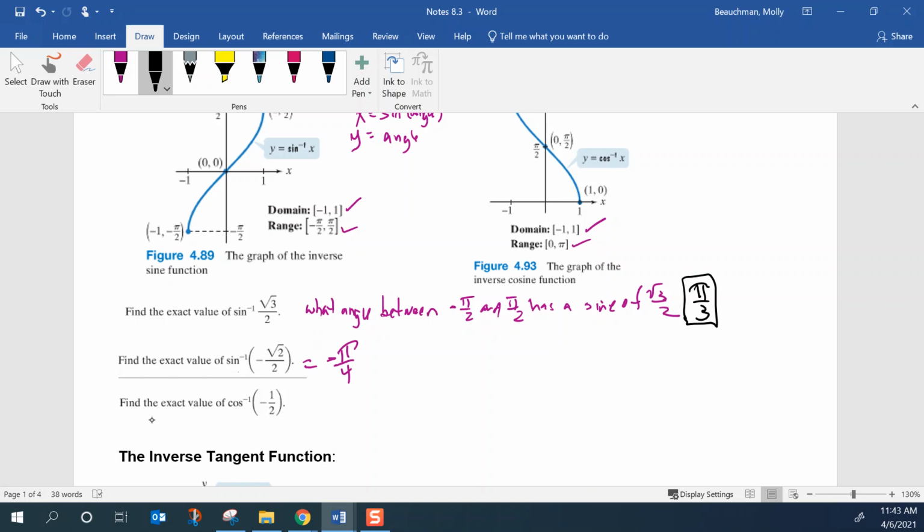All right, last example, find the exact value of the inverse cosine of negative 1/2. That means our angle has to be between 0 and pi, because that's the limited range of the cosine function. So find an angle that has a cosine of negative 1/2 between 0 and pi. So take a look at the unit circle.